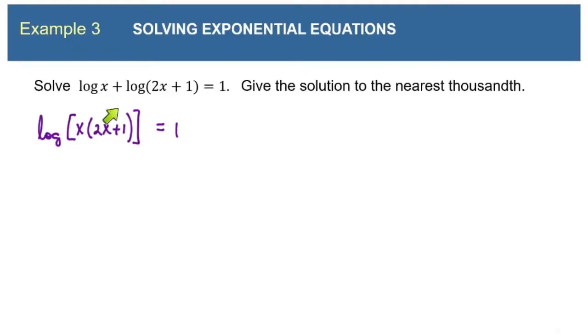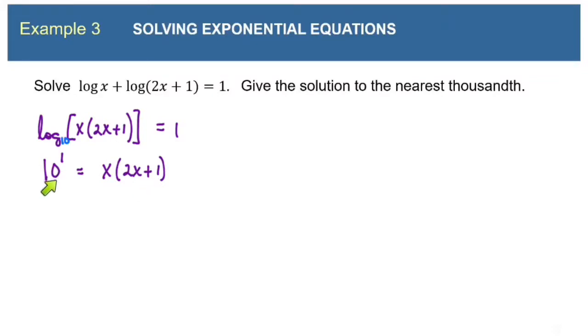So I used my log properties to condense this into one log term. So one more time, if you have log plus log, then you make one log term out of that, but the two arguments are multiplied together. Okay, now remembering that this is base 10, we can switch into exponential form. So 10 is the base, and 1 is the exponent, and then that's equal to this expression. So that's going to be equal to x times 2x plus 1.